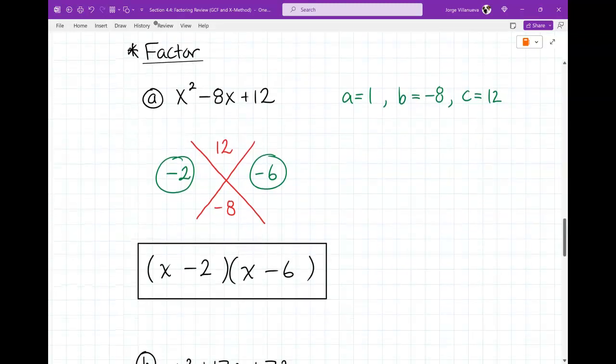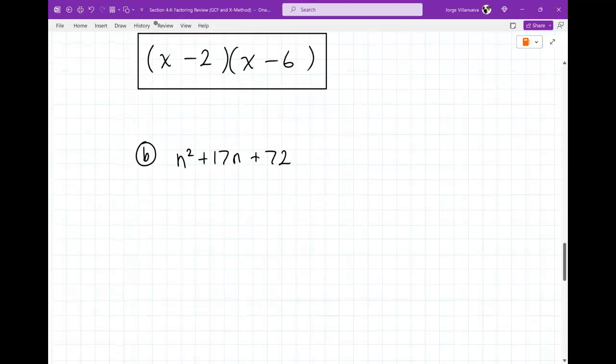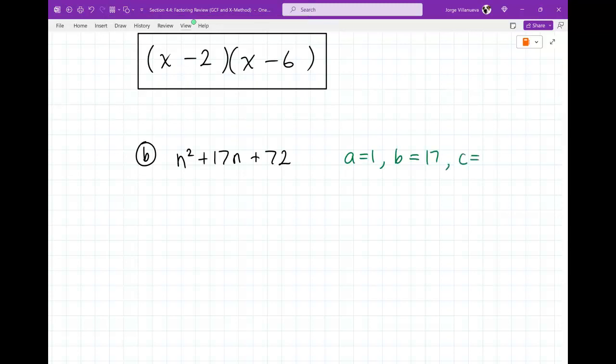So let's try another one with the same difficulty. Let's try this one: n squared plus 17n plus 72. And I'm going to write down my ABC terms right now. A is 1. B is 17. C is 72.